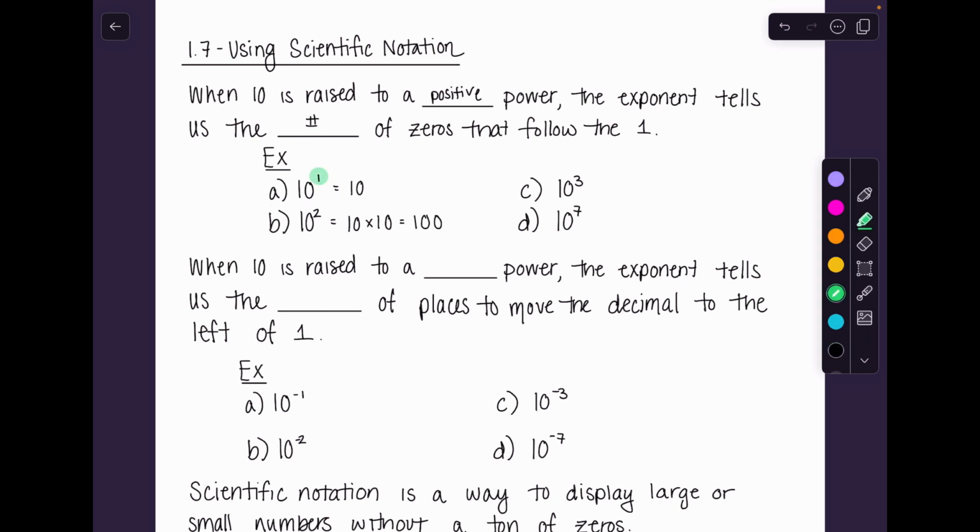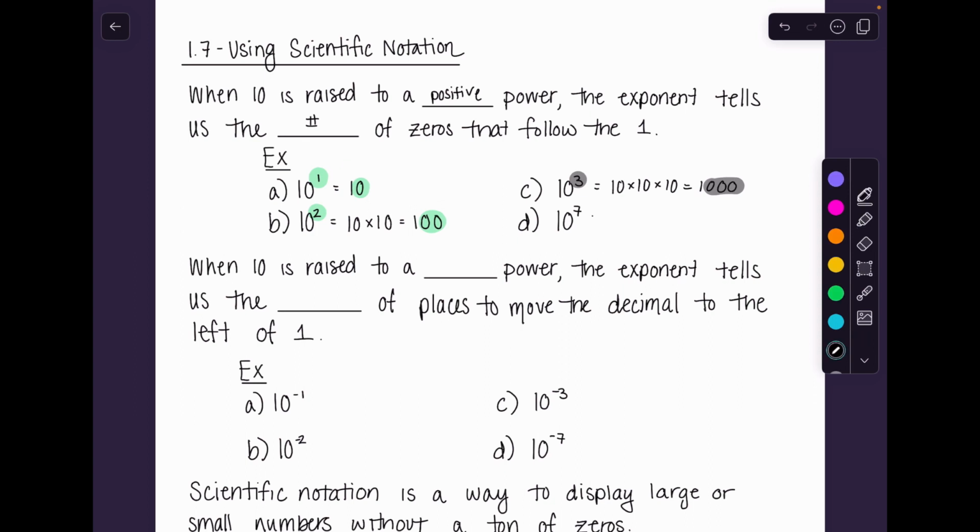Looking at both of these, you have a 1 in the exponent spot, you have a single 0 following the 1. 2 in the exponent, you have 2 zeros following the 1. Then if we move on to 10 to the third, that would be 10 times 10 times 10. If you plug that into the calculator, it is 1,000. So again, third power, there are 3 zeros following that 1.